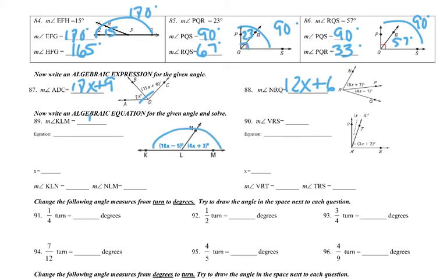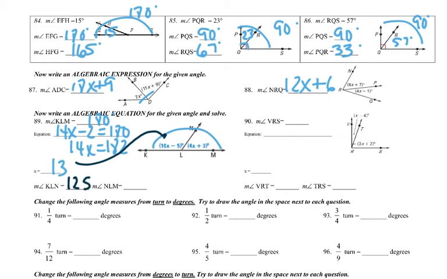Equation here, the whole angle is a straight angle, which is 180. If I add those up, I get 14x minus 2 equals 180. So 14x is 182. And if I divide that, I get 13. Then I have to go back and plug that in. So 13 plugged in there is 130 minus 5, which is 125. And 13 plugged in here is 55 degrees.